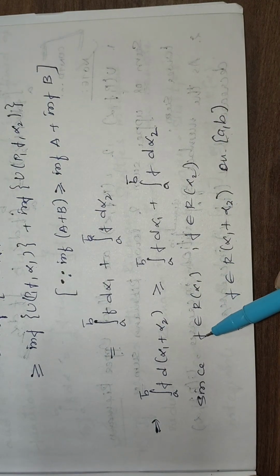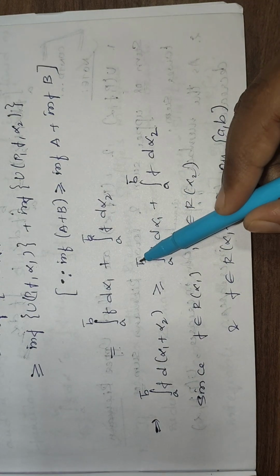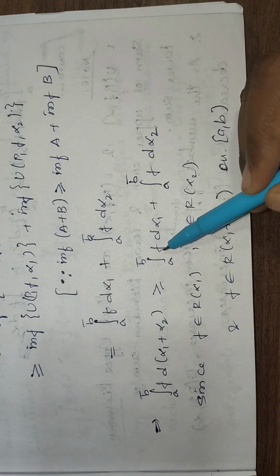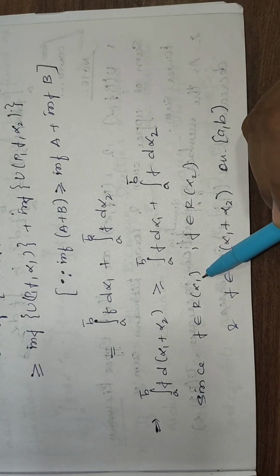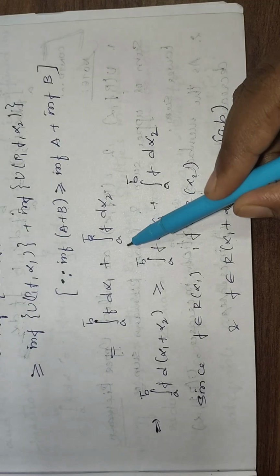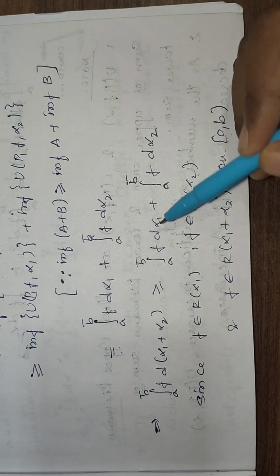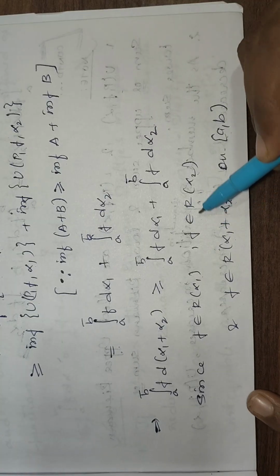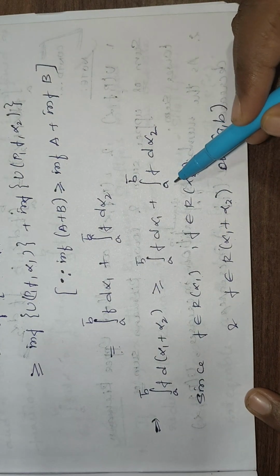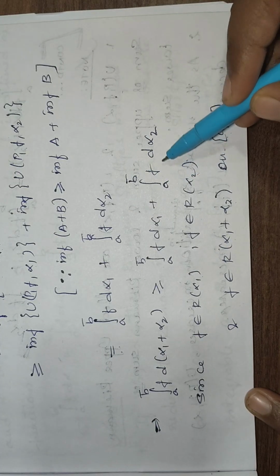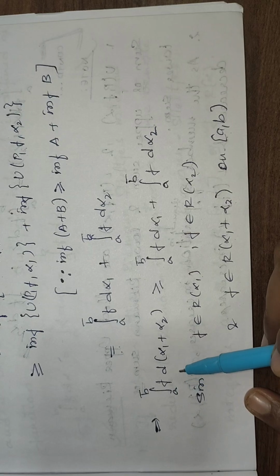Okay, if f belongs to R of alpha 1, then I can write this upper integral as integral a to b f d alpha 1. Why? Because if f belongs to R of alpha 1, then the upper integral is equal to the lower integral, which is equal to integral a to b f d alpha 1. Similarly, since f belongs to R of alpha 2, the upper Riemann integral is equal to the lower Riemann integral, which is equal to integral a to b f d alpha 2. And the same with this integral also.